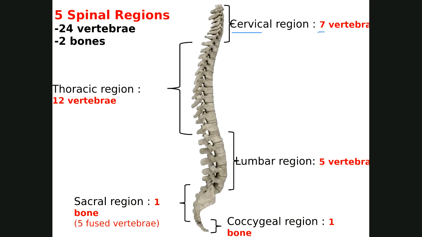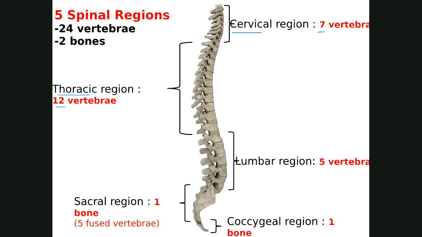The next region, considered to be your mid-back by most, is the thoracic region. It has 12 vertebrae. How many pairs of ribs do you have? 12. Yeah, you got 12 pairs of ribs. So all those ribs attach to thoracic vertebrae. That includes the floating ribs. How many floating are there again? 2 pairs.